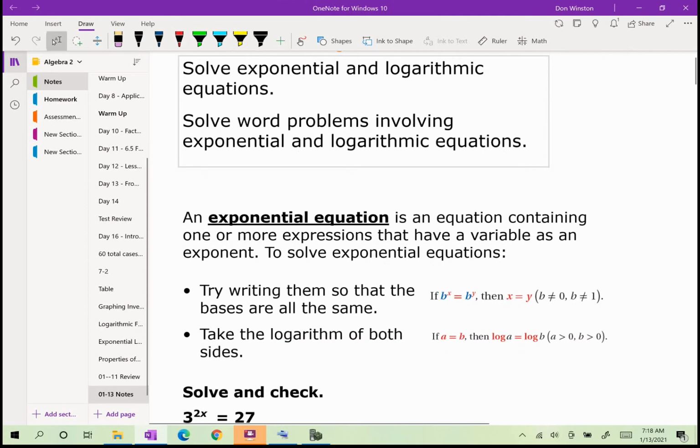So how are we going to solve exponential and log equations? Well, an exponential equation is an equation containing one or more expressions that have a variable as an exponent. To solve exponential equations, try writing them so that the bases are all the same. For example, if b raised to the x is equal to b raised to the y, then we can say with certainty that x is equal to y, provided that b does not equal 0 or 1. So try and find a common base.